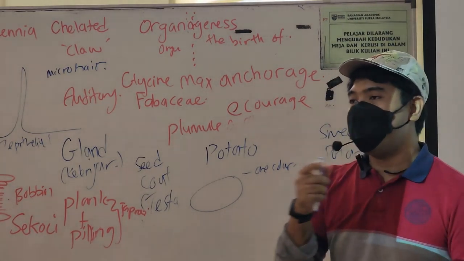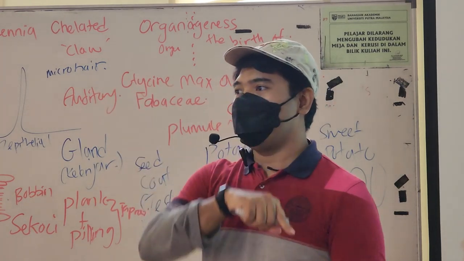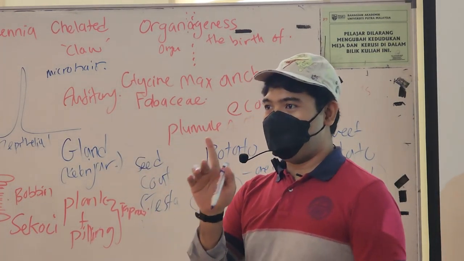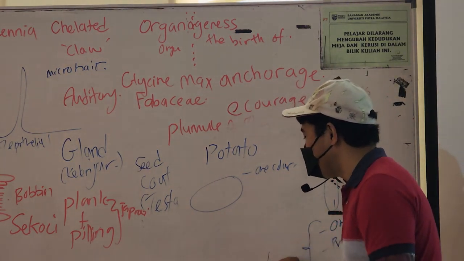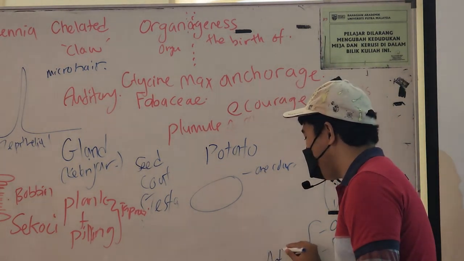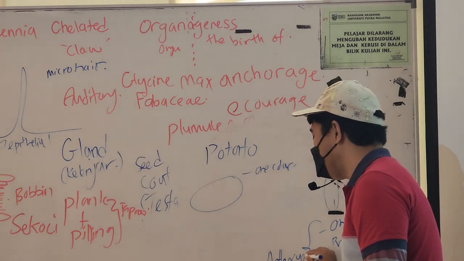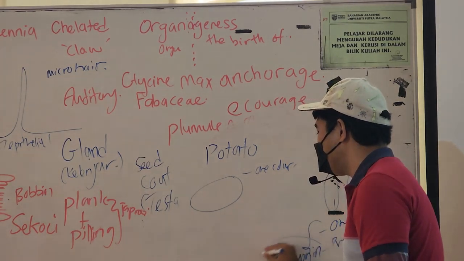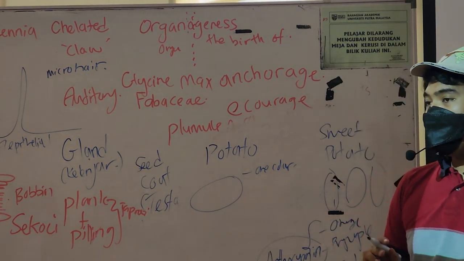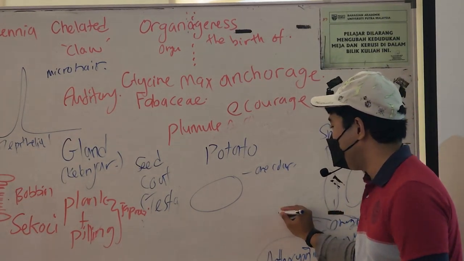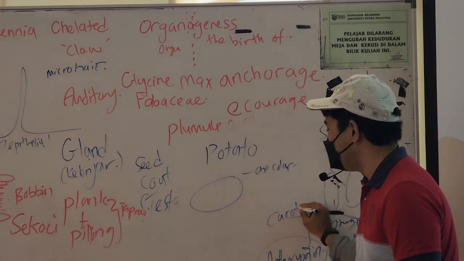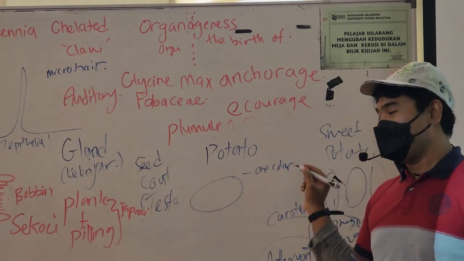Why is the leaf green? Chlorophyll. So what's the pigment here? Anthocyanin. Okay? Anthocyanin. For the orange one, this is carotene. Carotene, from the word carrot.